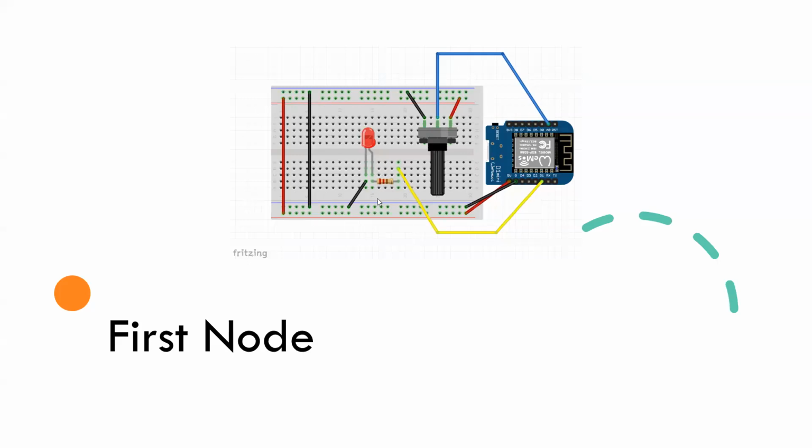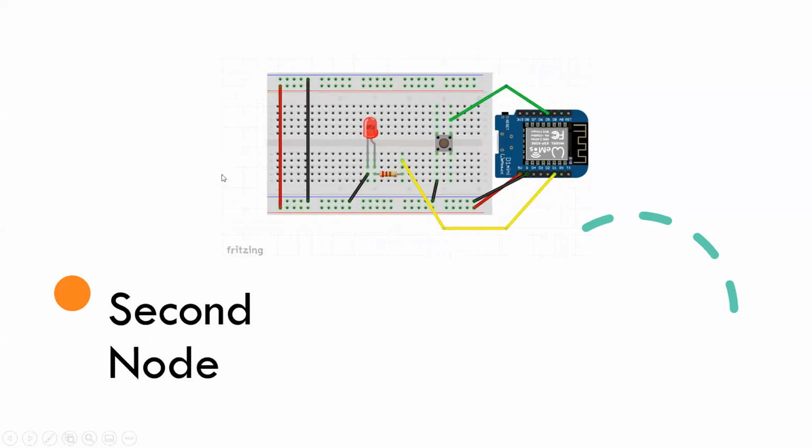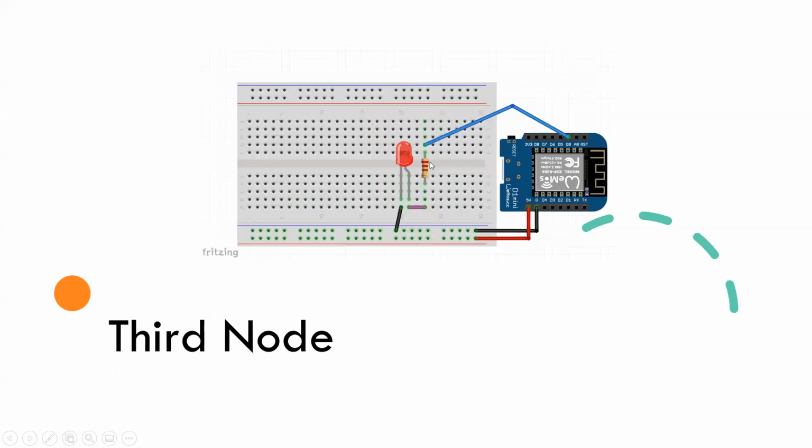So this is the first node, and this is the first one we will be coding. And then going to the second one, we will have the same thing. All of them will be connected to LEDs in the same way, but the difference here, we have a push button instead of the potentiometer. We'll be reading this button state and sending it to the whole network. And then we go to the third one, which is connected to only an LED, and we'll control this LED using the information sent by the other 2 nodes.